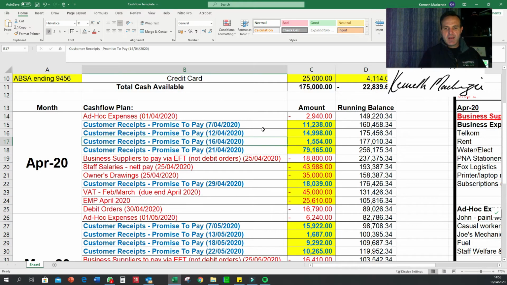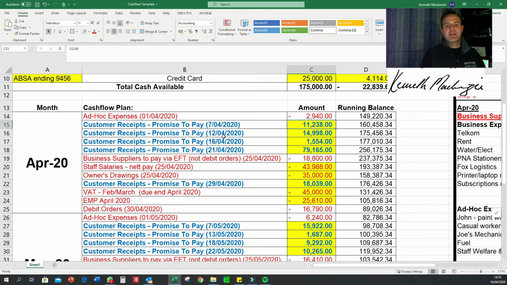So you've gone through this process of calling all your clients. You've grouped together the amounts of money that will be coming in from the clients and on which dates they will be coming in. And you just go ahead and you insert it here. So I've got on the 7th of April, we have around 11 grand coming in. On the 12th of April, we have around 14 grand. On the 16th, we have around 1.5. And on the 21st, we have around 79 grand. Now I know on which dates more or less monies are going to be coming in, right?